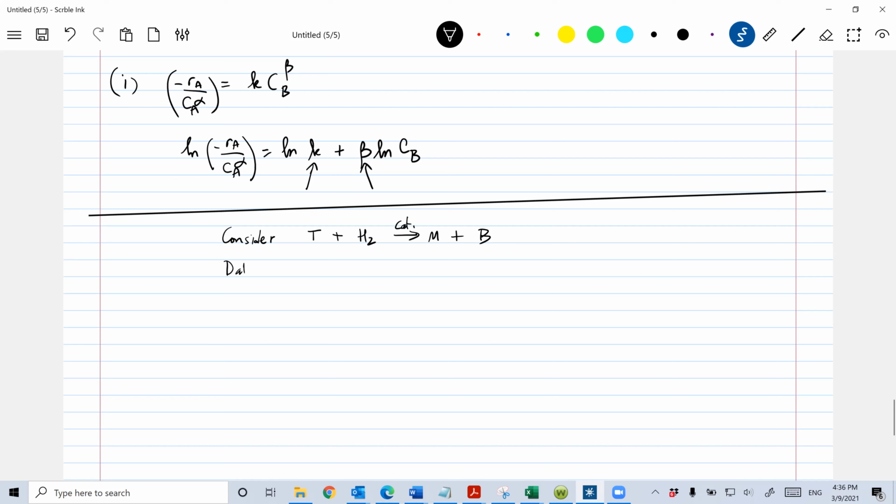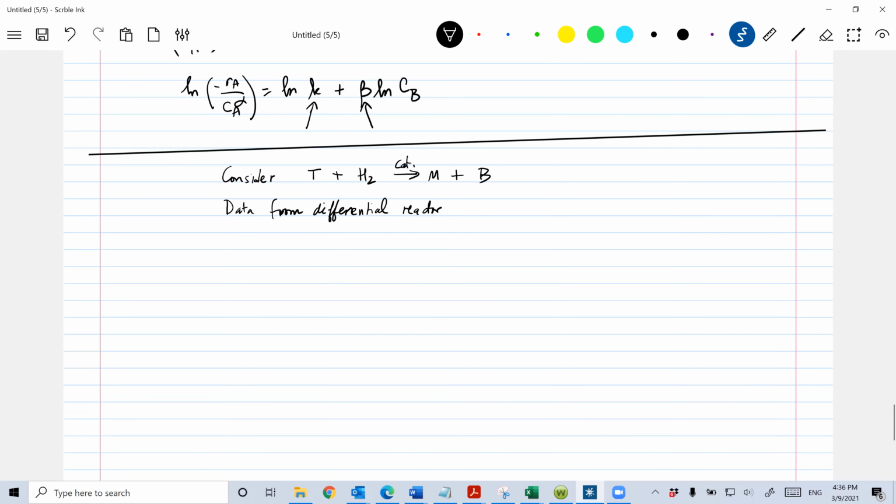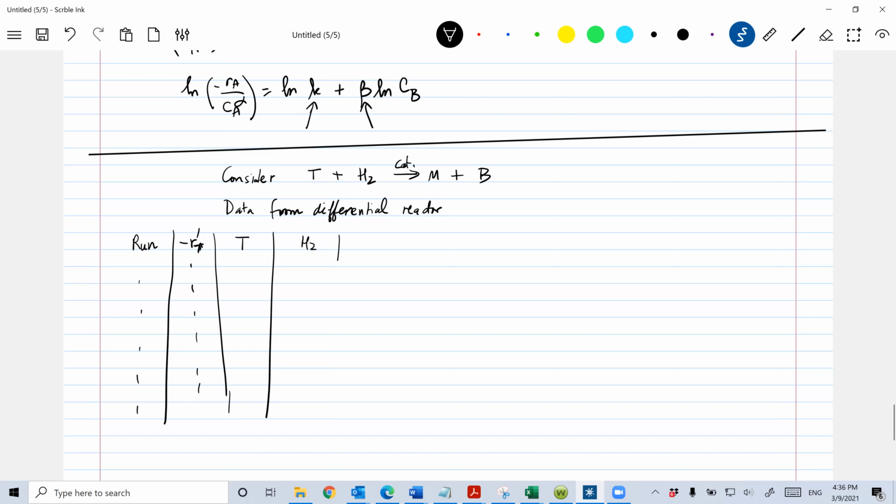So let's say you have data. I'm not going to write all the data, but from a differential reactor. So this is a differential PFR where you get initial rates. So you have multiple runs. You've got your minus RTs, right? You have your RTs. Then you have your toluene, hydrogen, methane, and benzene. You have all this data.